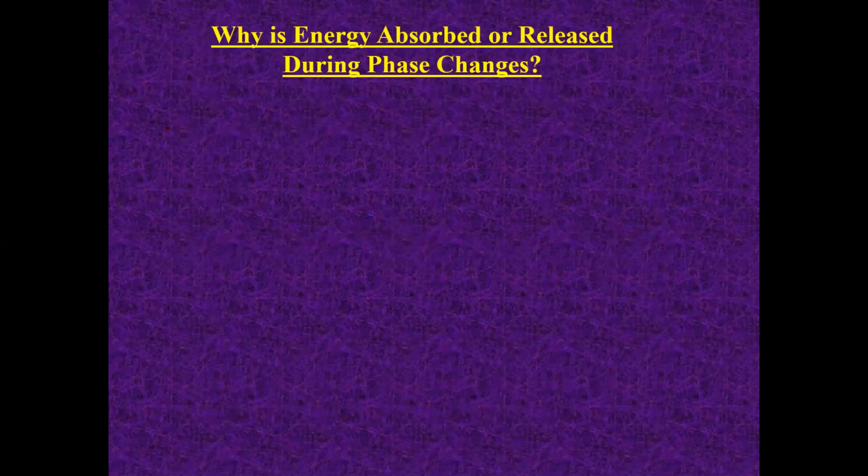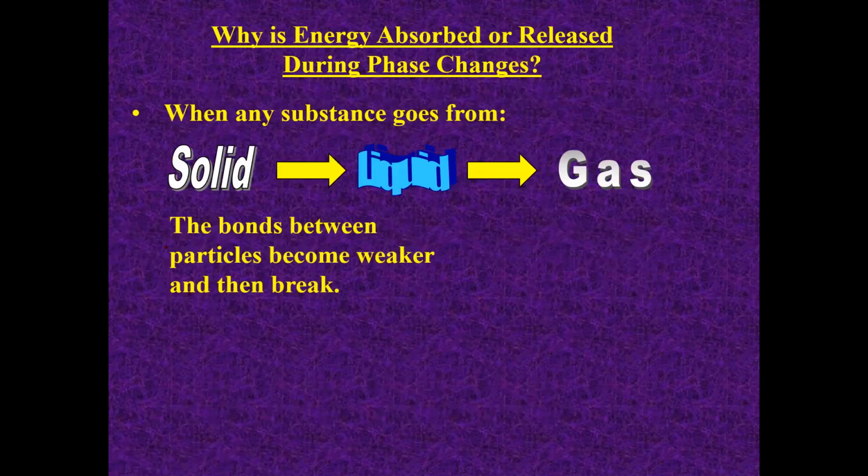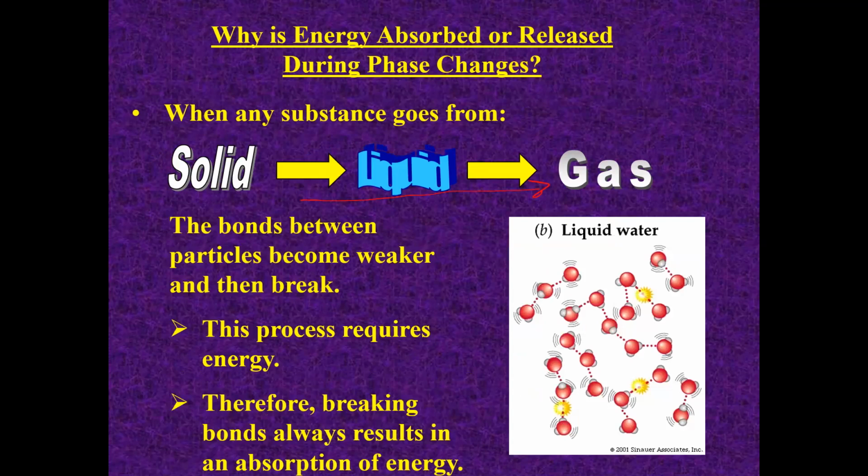So why is energy absorbed or released? When a substance goes from one of those, the bonds between the particles become weaker and break. This process requires energy to break those bonds. Therefore, breaking bonds always results in the absorption of energy. That's why going this way requires absorption of energy. Remember what these bonds are. These are H2Os, and there's my hydrogen bond between two water molecules. They have to be broken.